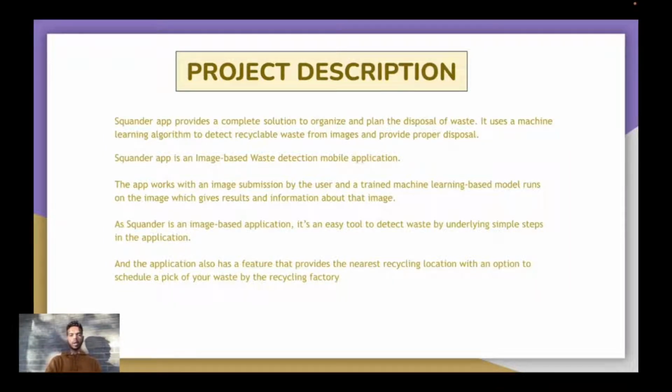Project description. Our Squander application is an image-based waste detection mobile application. It works by a user submitting an image to the application, and a trained machine learning model runs on the image and gives results and information. The application is a simple tool to detect waste with the best accuracy and easy steps. And one more reason why you should use the application is that it produces the nearest recycling location along with the rates and the option to schedule a pickup.